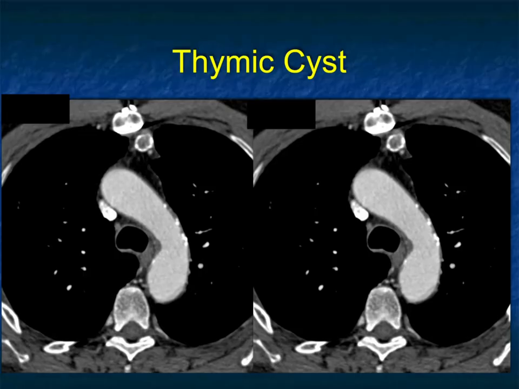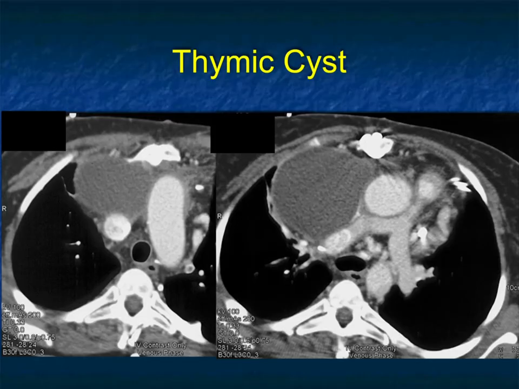Here's another case of a thymic cyst, and in this case it was partially calcified. We don't talk about thymic cysts typically as calcifying, but they can be. This was eventually removed. I'm not sure why, but it was a thymic cyst. Probably at some point it bled, which would explain the calcification.